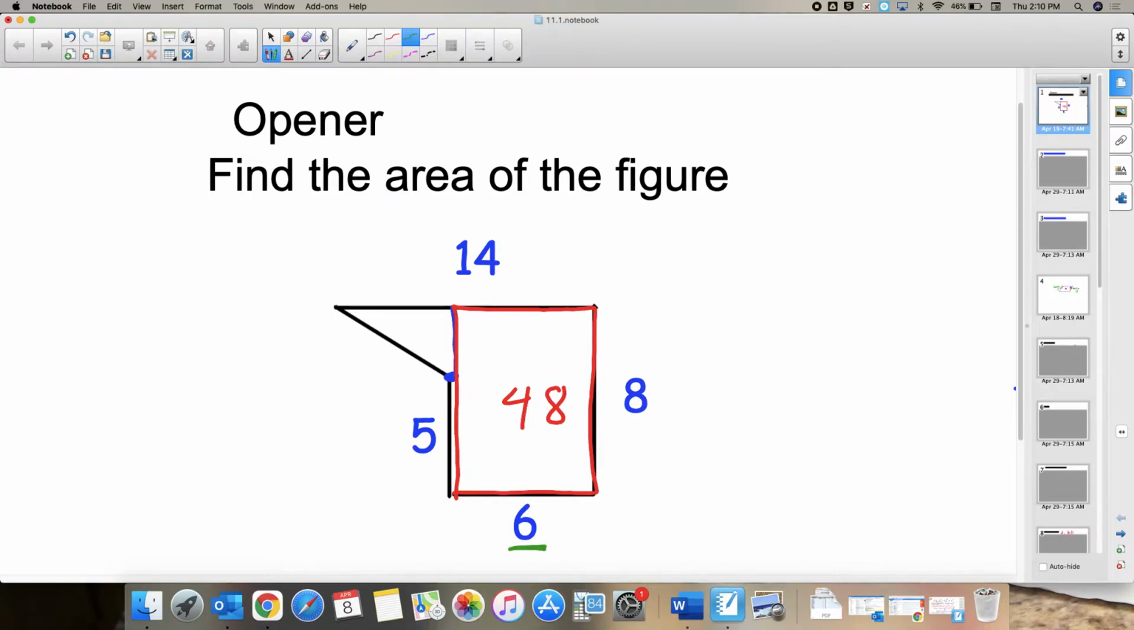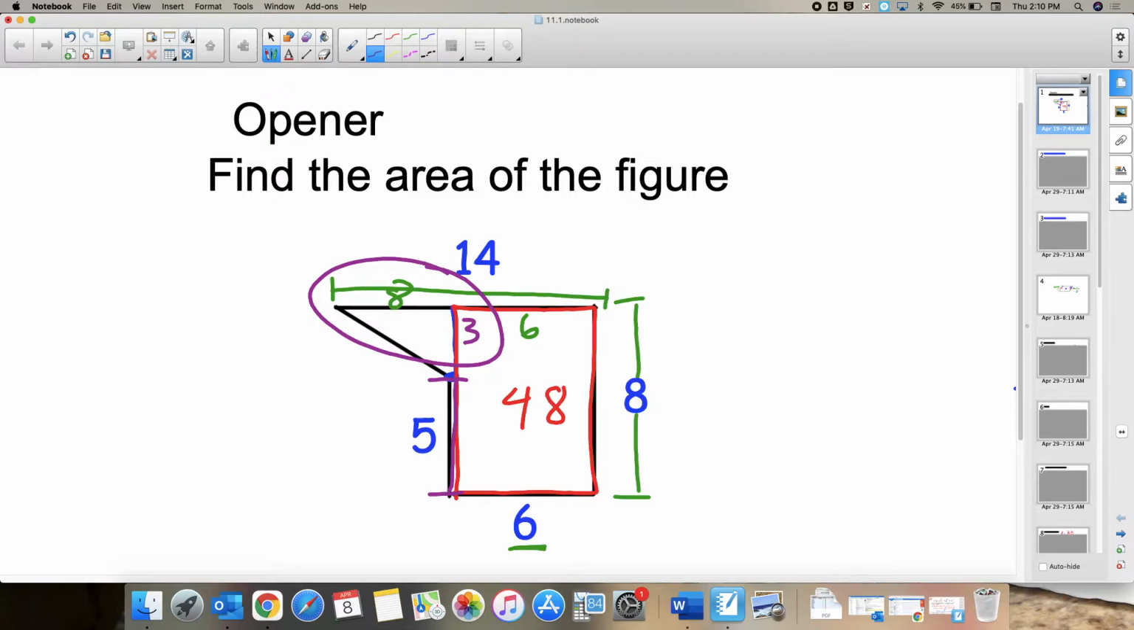Since my bottom here is 6, that means this top length of that rectangle was 6. Since our whole length here is 14, that tells me that this piece here is 8. Likewise, as I come up the side, I know my whole length from top to bottom is 8. The length we have here right now is 5, which tells me that this piece here would be 3. So I have this triangle over here that has a base and a height of 3. Base times height divided by 2 tells us the area of this triangle is 12. So our overall area here is 60 units squared.